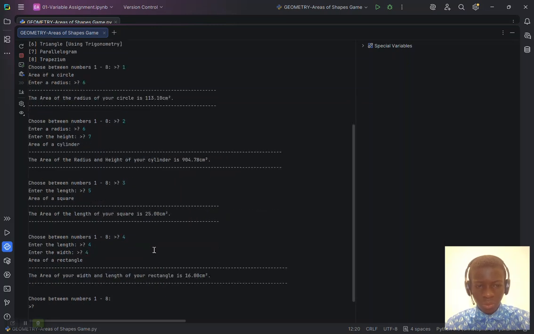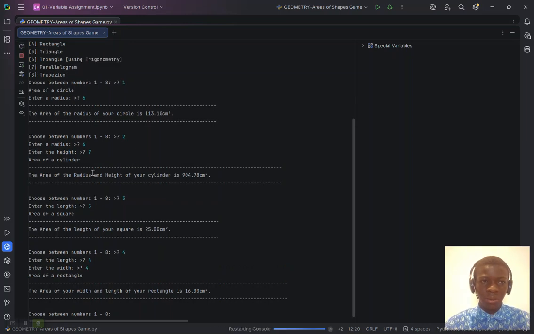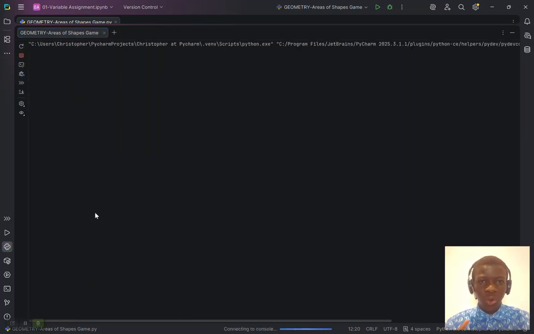A rectangle is never like that, so I might start it again. Sorry about that, guys. Only one chance. I'm only doing this in one go. Sorry about that. A rectangle is never supposed to have that.